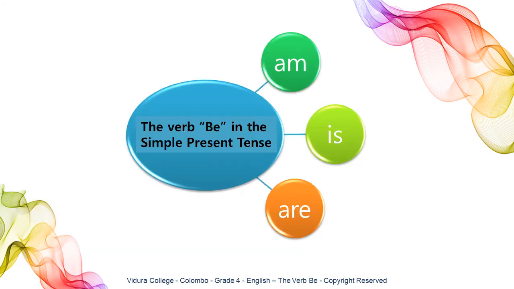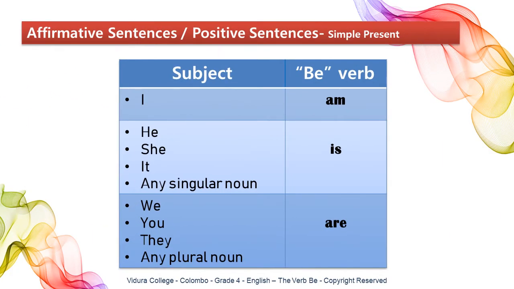My dear children, in simple present tense we have mainly 3 be verbs. They are am, is, are. Affirmative sentences. What do you mean by affirmative sentences? It is also called positive sentences. So, from this slide, we are going to see how we can make affirmative sentences using the be verbs in simple present. In simple present, there are 3 main be verbs. They are am, is, are. So, let's see how we can make positive sentences.